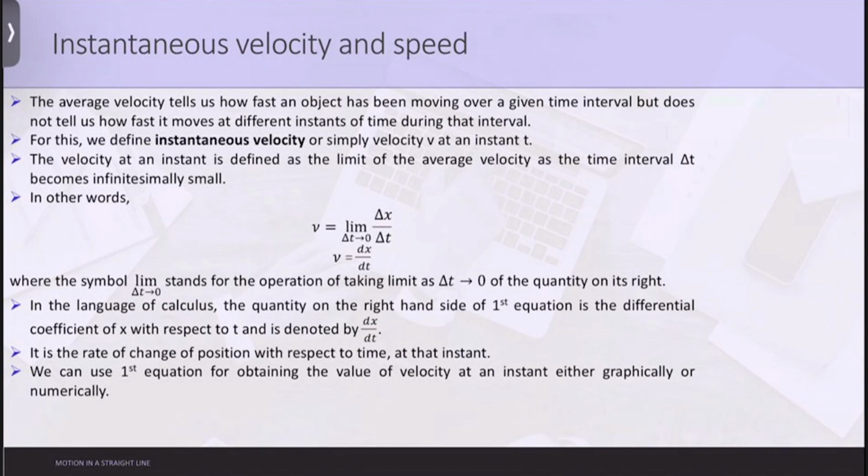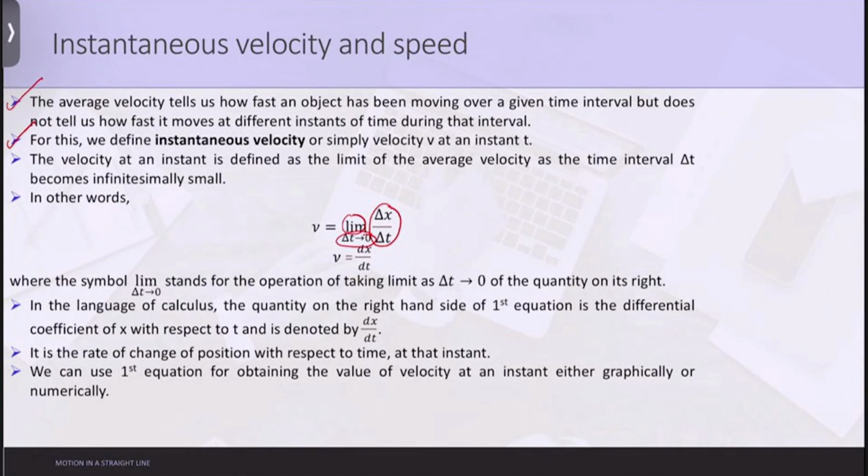For this, we define instantaneous velocity or simply velocity v at an instant t. Now we are trying to understand what instantaneous velocity is. The velocity at an instant is defined as the limit of the average velocity as the time interval delta t becomes infinitesimally small.